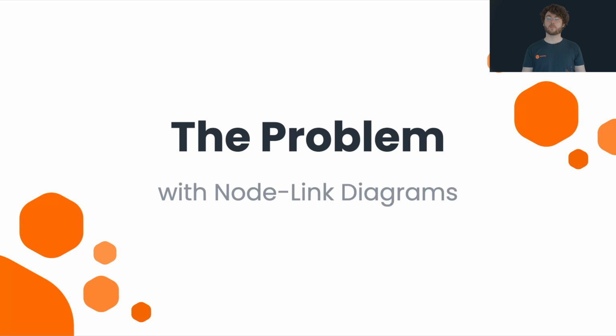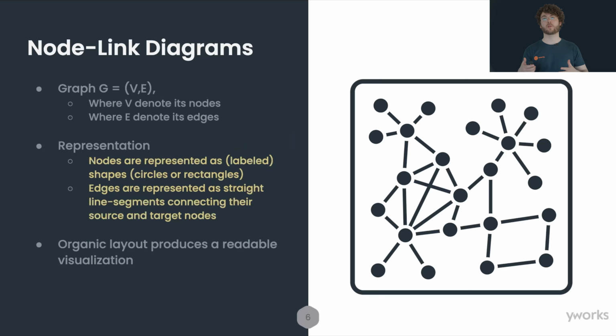Right, so why are we even here? We're here because we have to address a key limitation that exists with node-link diagrammatic representations. Now, what is a straight line node-link diagram, you might ask? Just in case you need a refresher, it is the most common and arguably the simplest representation of a graph out there. Nodes are represented as labeled shapes, most commonly circles or rectangles, and edges will be represented as straight line segments connecting their source and target node in 2D space.